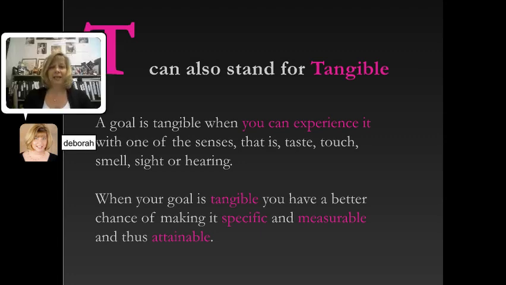Some folks use the T in SMART goals to also stand for tangible. Something that's tangible is something you can actually see, that you can touch, taste, experience with your senses. So when your goal is tangible, that is, you can actually measure it, you can actually look at the results that it will have, you have a much better chance of making it attainable.